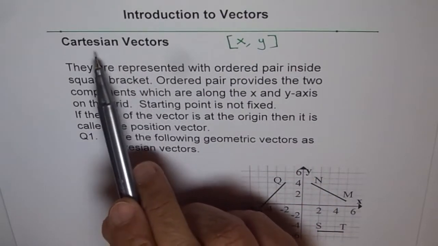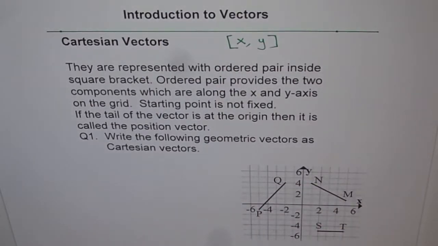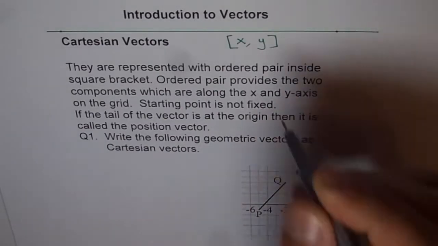A few things are important to understand here. When we say x and y values, we don't say where you start. In a grid, you can start from anywhere, but this is the change in x value and change in y value, which gives you the vector. And that change in x and y will give both magnitude and direction. Let's draw some Cartesian vectors.